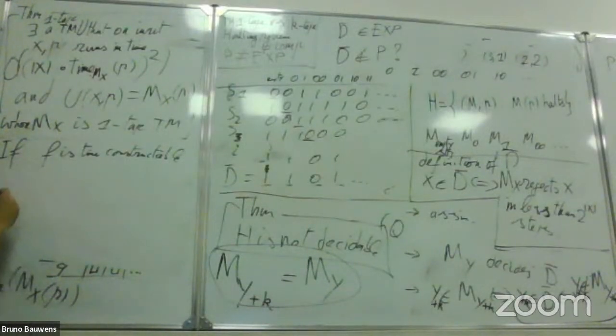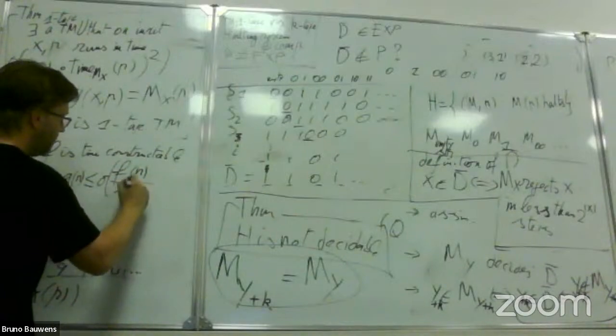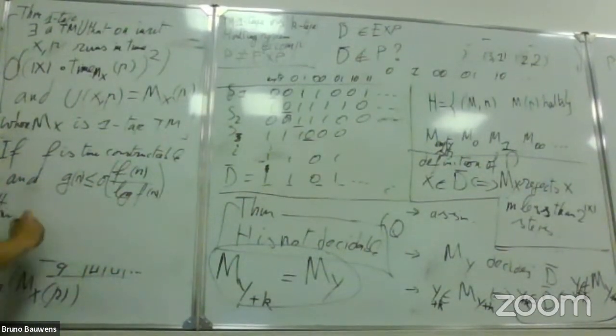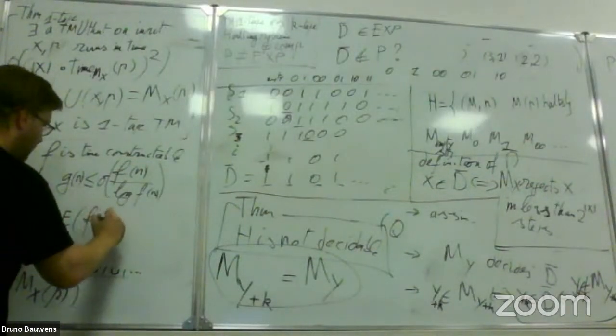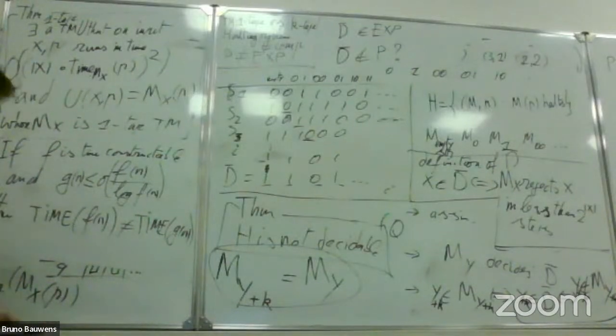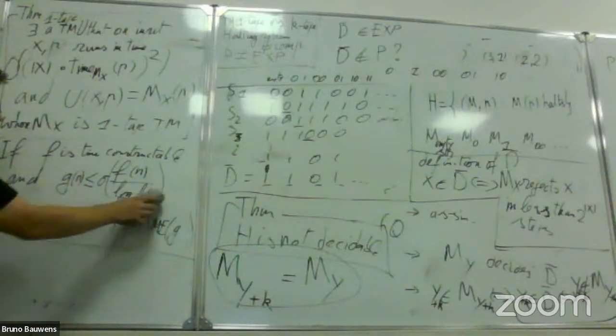If f is time constructible and g of n is small o of f of n divided by log f of n, so g is just a little bit smaller than f of n, then TIME f of n is not equal to TIME g of n. Actually I should not write the arguments, because we are serious people. Normally, in theoretical computer science, there are quite some mathematicians who hate it if you write the argument. So this is the theorem, and something similar for space is also true, but there we don't need this logarithmic factor.